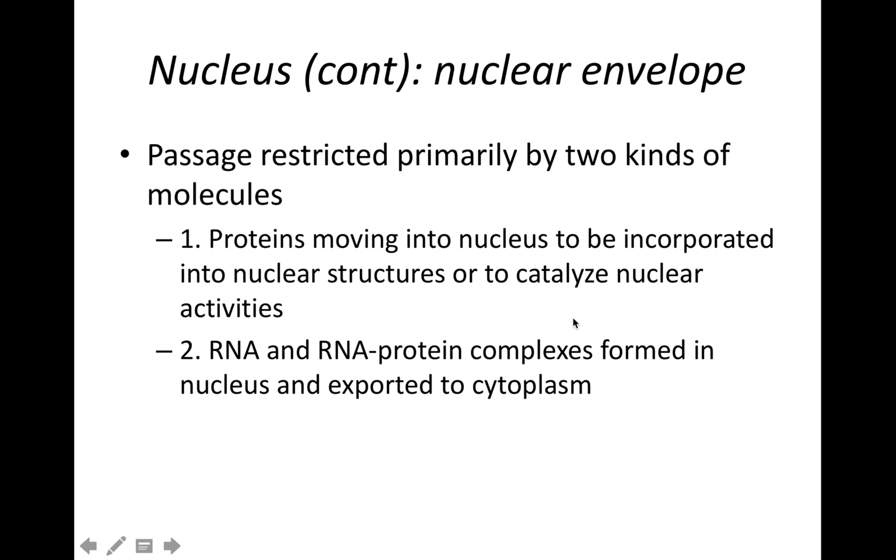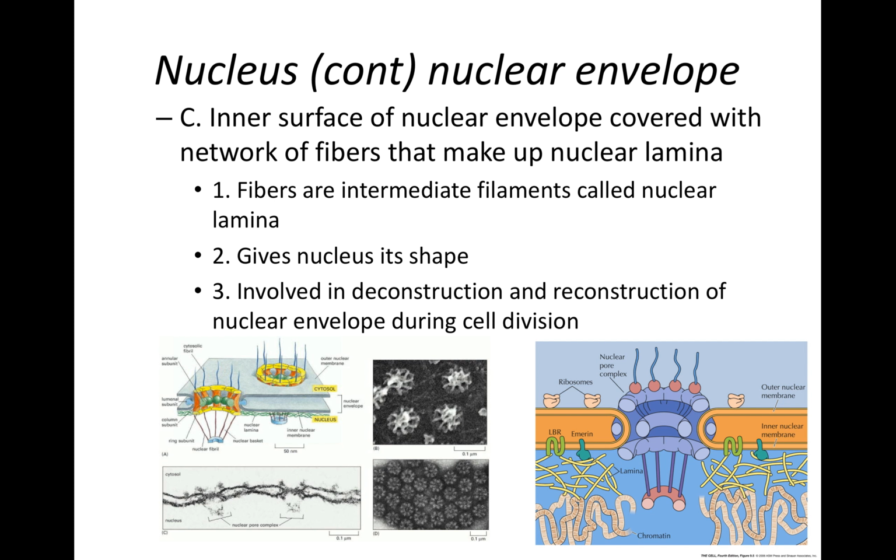Passage is restricted to two things: proteins moving into the nucleus to be incorporated into some nuclear activities, and then RNA or RNA protein complexes being exported to the cytoplasm. And then we have the inner surface. If we look at it, we can see that there's a very vast fiber network going on here.